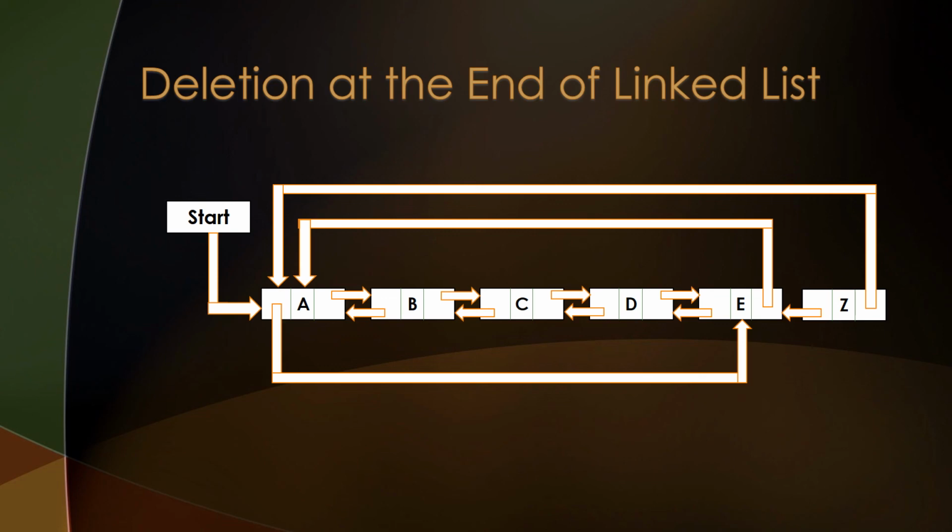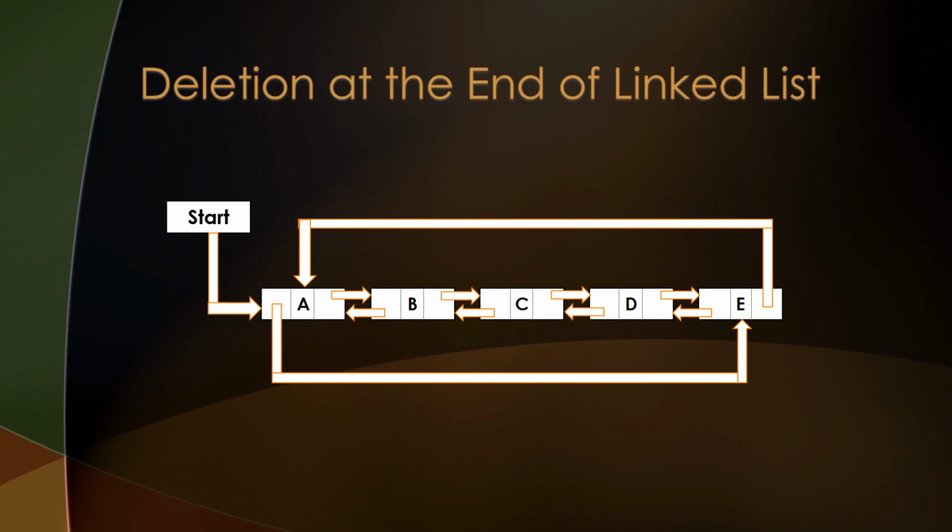The last step is to simply delete node Z and its corresponding pointers. And so this is how the final linked list should look like. Node Z has been deleted from the end of the linked list.